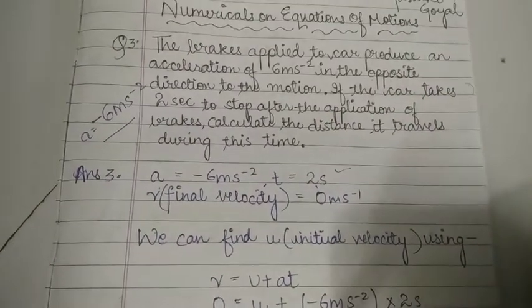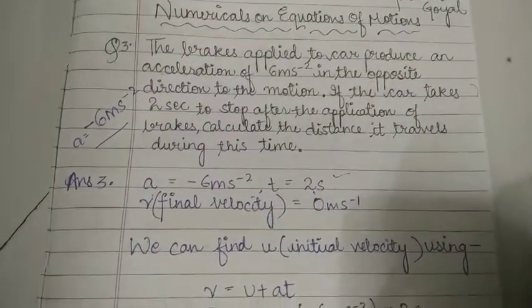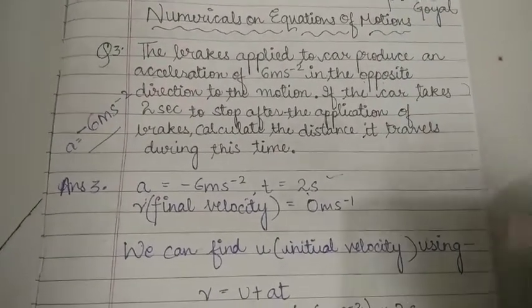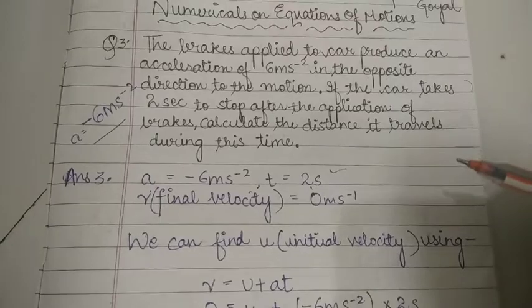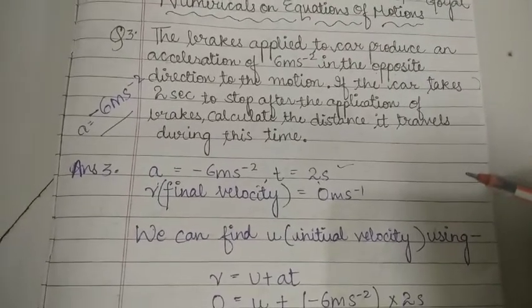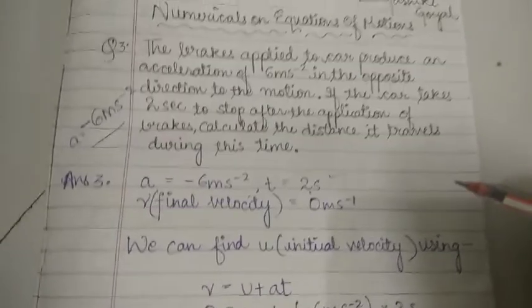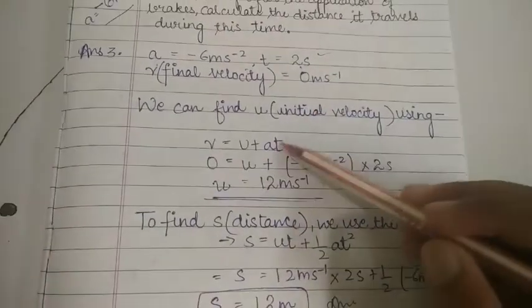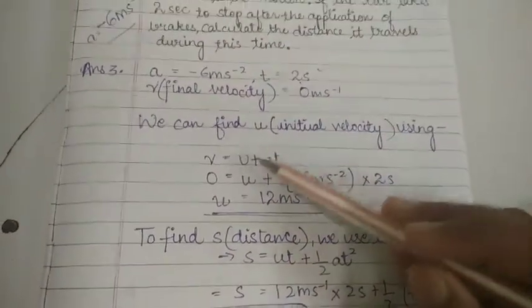So how can we find the initial velocity? By using the formula v is equal to u plus at, right? And if you get the value of the initial velocity, then we can easily find the value of the distance also by using the formula s is equal to ut plus half at square, right? So let us just find out the initial velocity first.